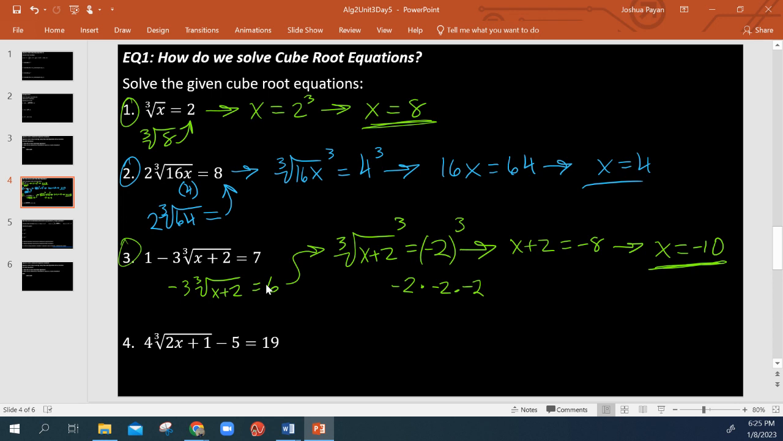Okay, and we chuck that back in here. -10 plus 2 is -8. The cube root of -8 would be -2, times -3 would be +6. +6 plus 1, of course, gives me 7.